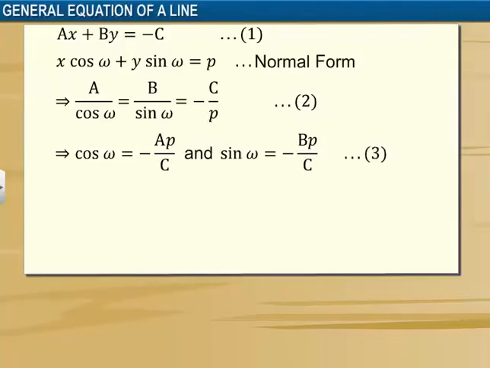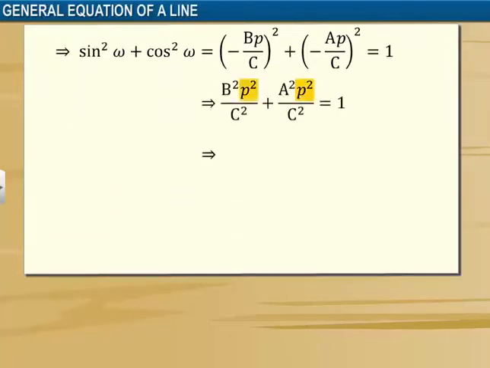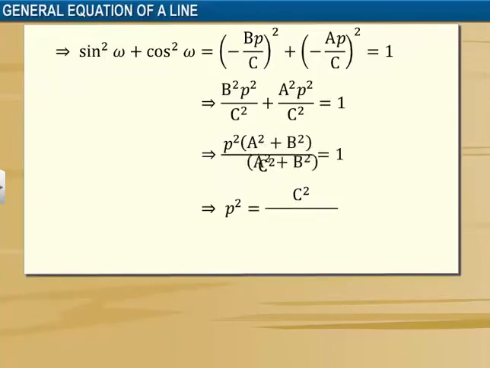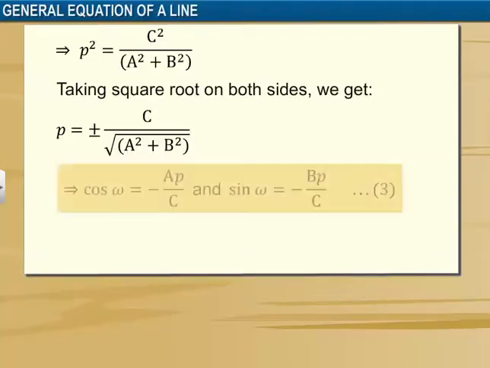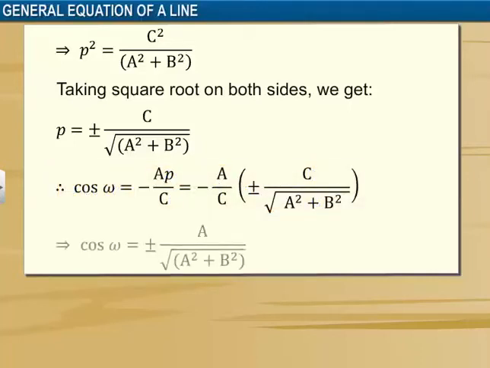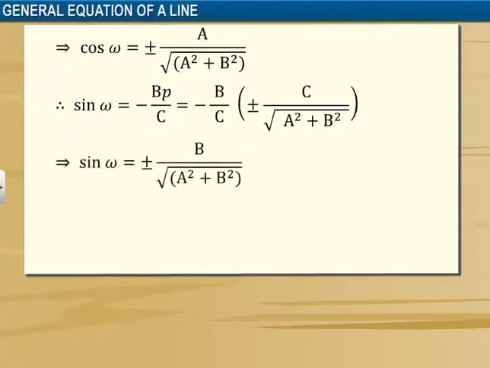Substitute these values of sin omega and cos omega in the identity sin square omega plus cos square omega equal to 1. On simplifying, we get the value of p as plus or minus c upon under root a square plus b square. Substituting the value of p in equation 3, we get cos omega is equal to plus or minus a upon under root a square plus b square, and sin omega as plus or minus b upon under root a square plus b square.